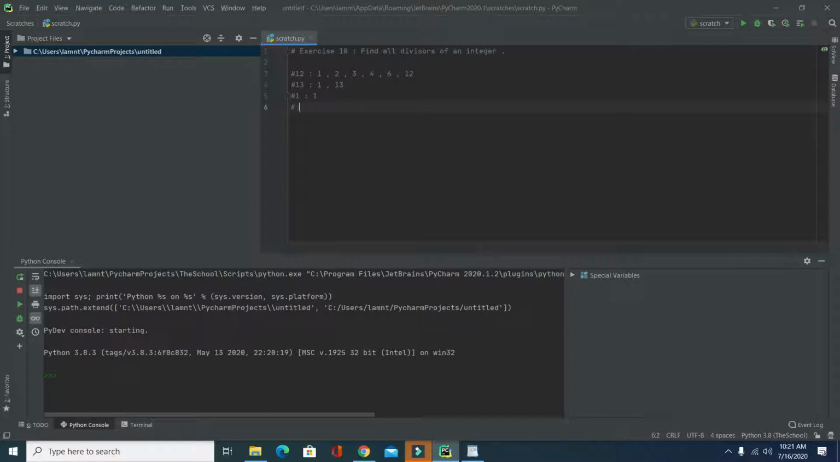For example, 0 will have infinitely many divisors, because it's basically all the natural numbers except for 0 itself. So that's the idea of a divisor, and now we're going to write a program to find all the divisors of a given integer.